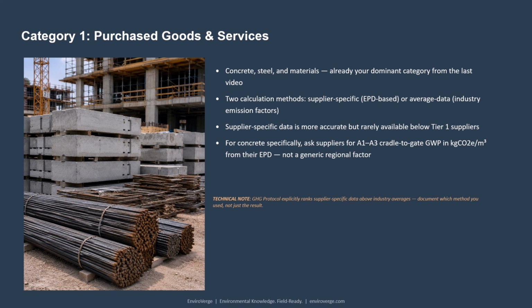Category 1 is concrete, steel, materials, your dominant category from last video. 2 ways to calculate it: supplier-specific, using their EPD, or average data, using industry factors. Supplier-specific is more accurate, but rarely available below your Tier 1 suppliers. For concrete specifically, ask for A1 through A3 cradle-to-gate GWP in kilograms CO2 equivalent per cubic meter, not a generic regional number.